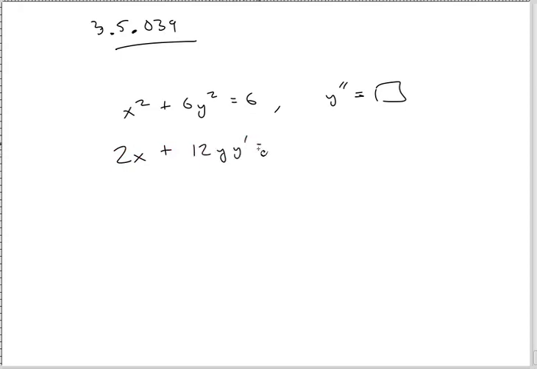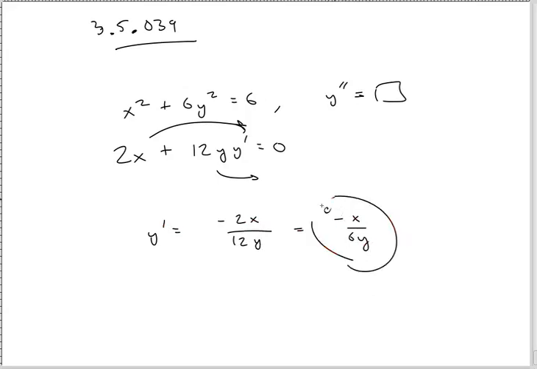2x plus 12y, y prime is equal to 0. Move this over and divide. Pretty straightforward. And so what I have here now is negative 2x over 12y. And you can simplify a little bit because guess what? We're going to need to simplify to be able to figure this thing out.